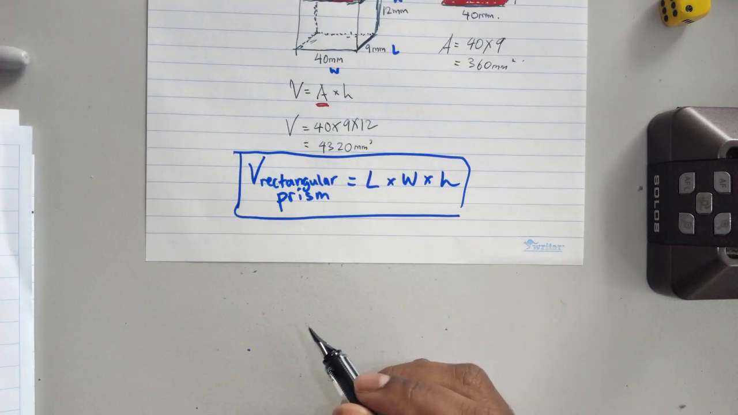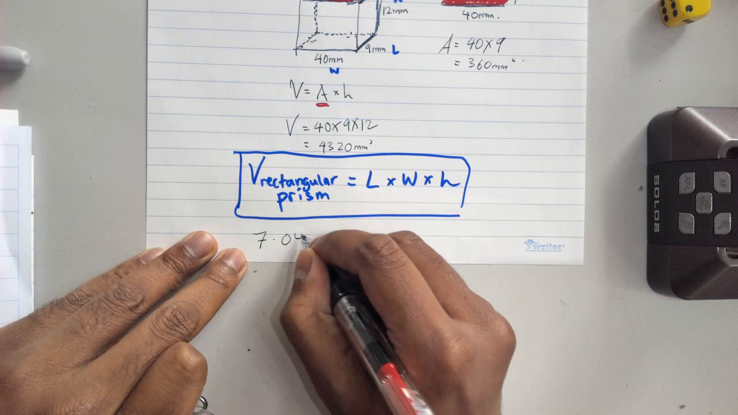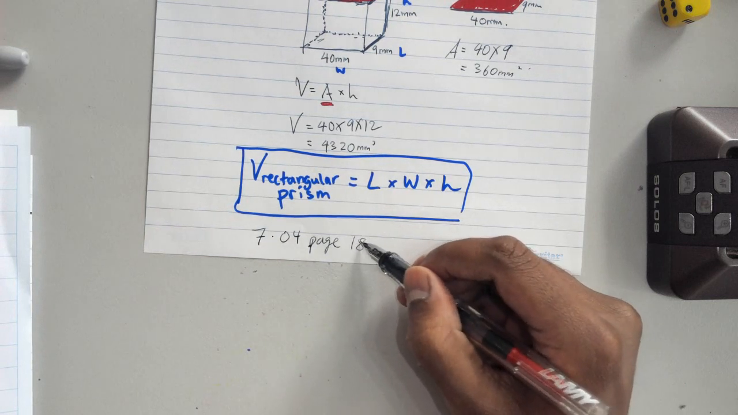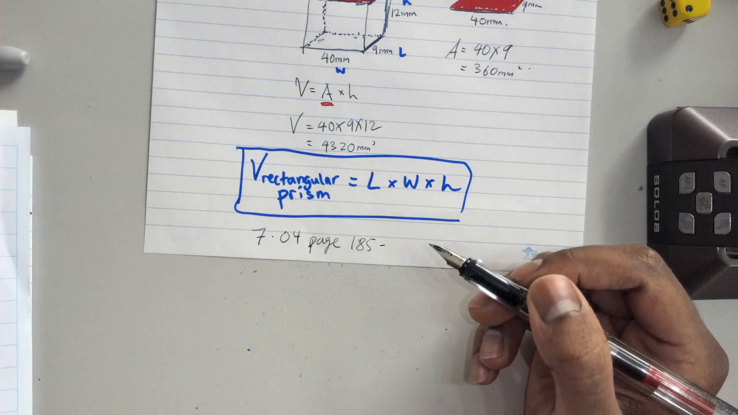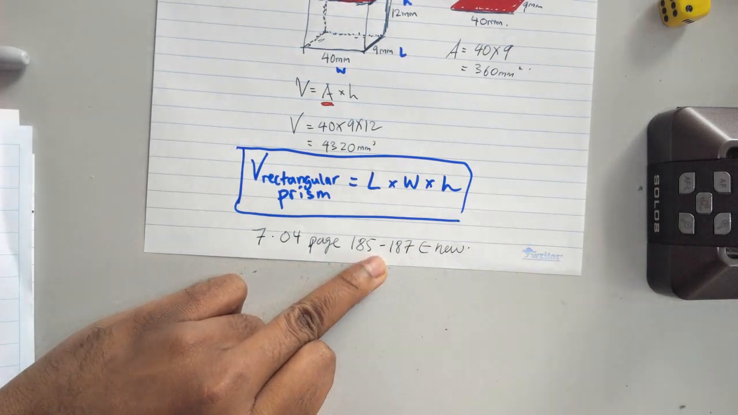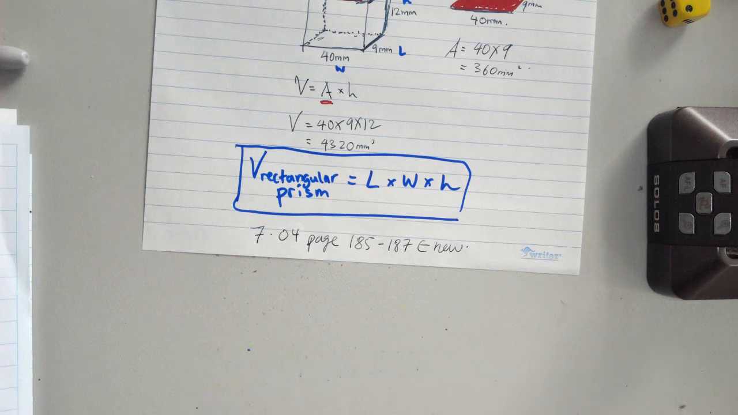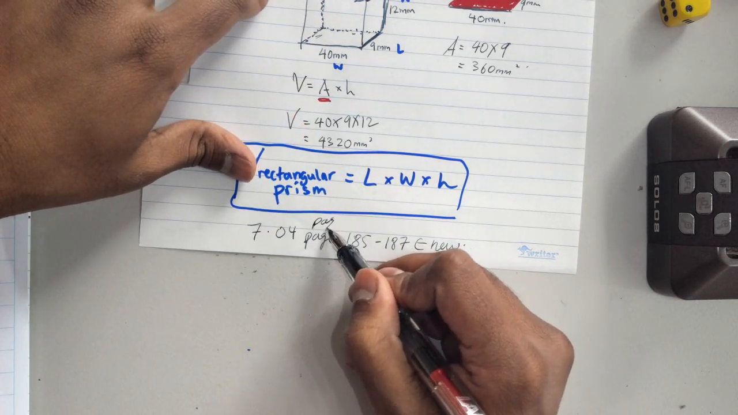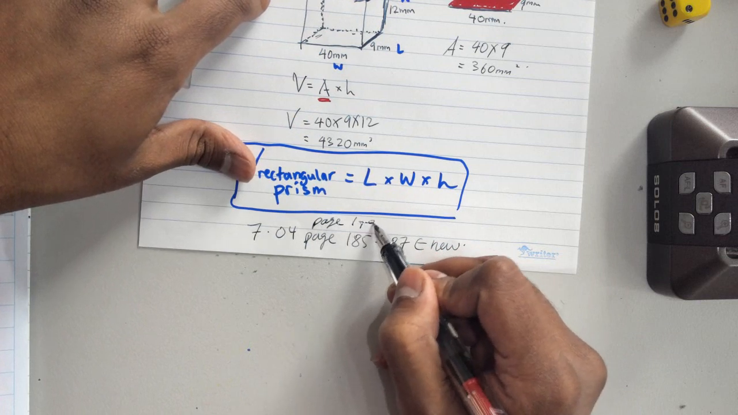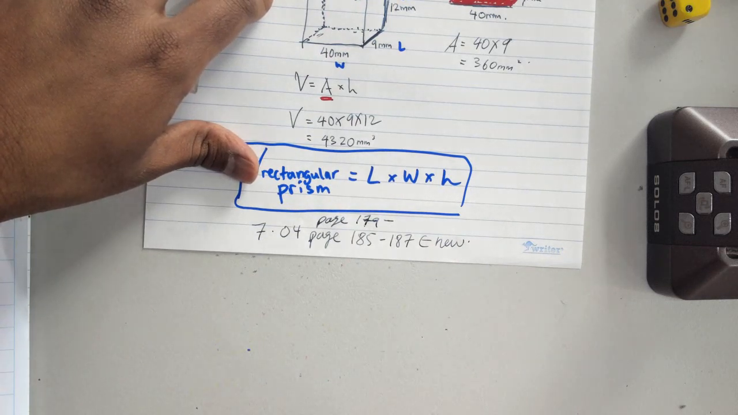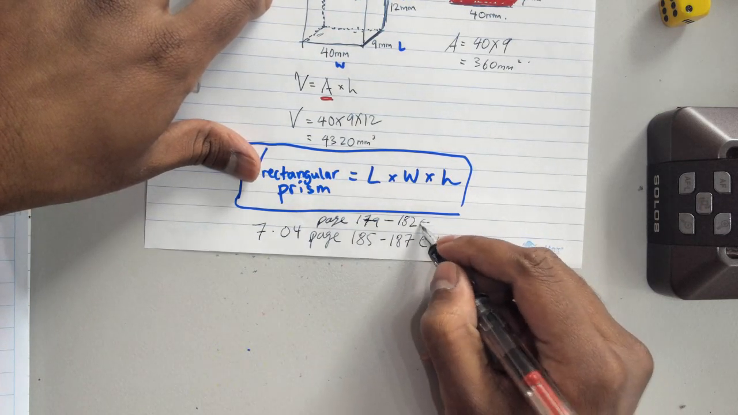We're going to do exercise 7.04. That starts on page 185, and we're going to work until 187. This is for the new book. For the old book, we have page 179 all the way to 182. That's the old book.